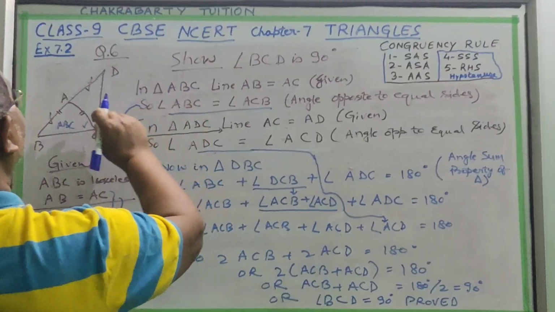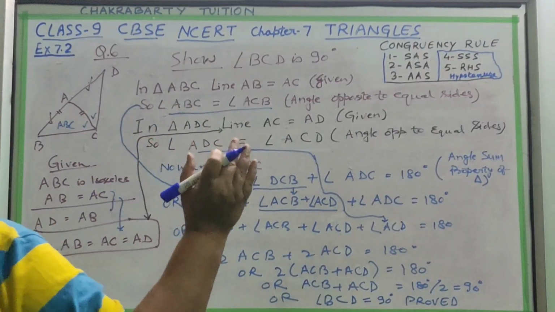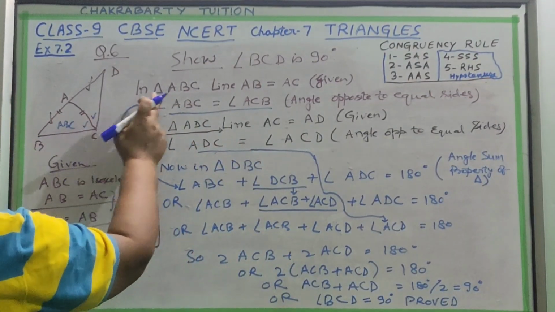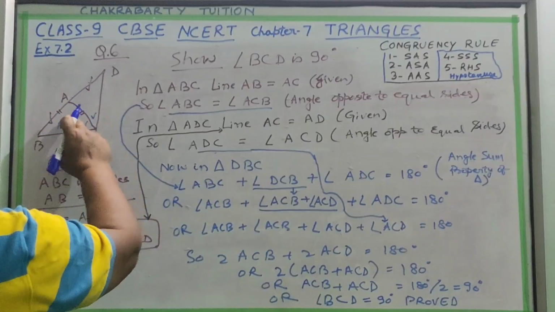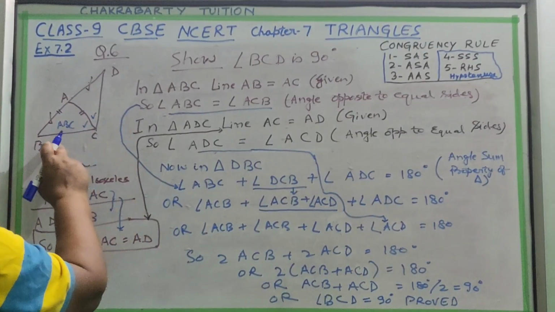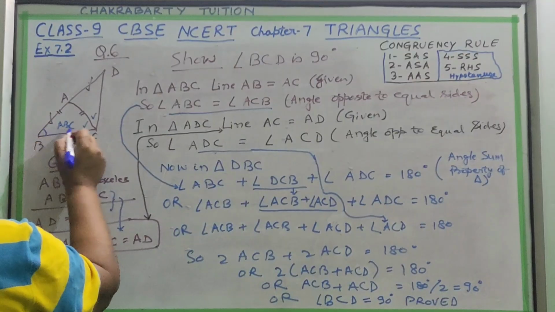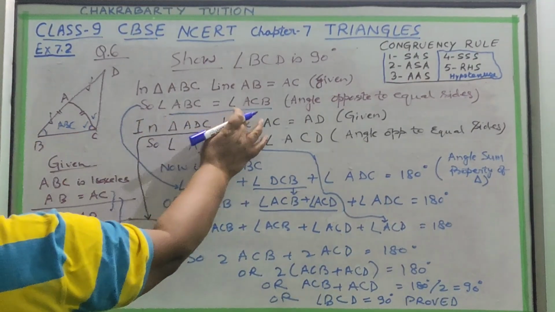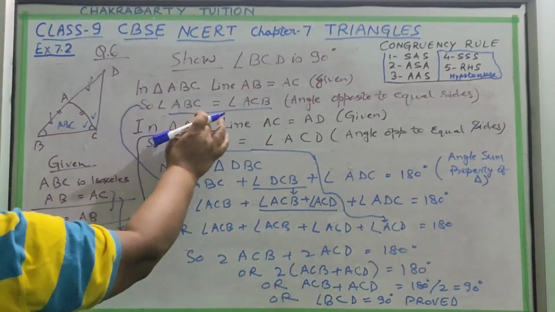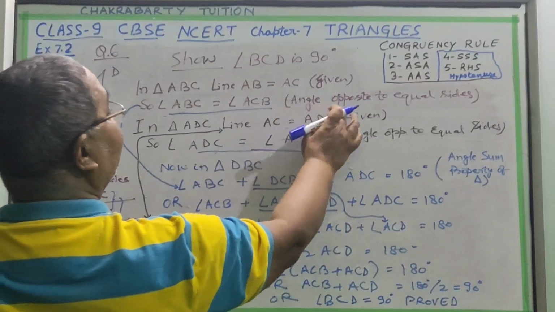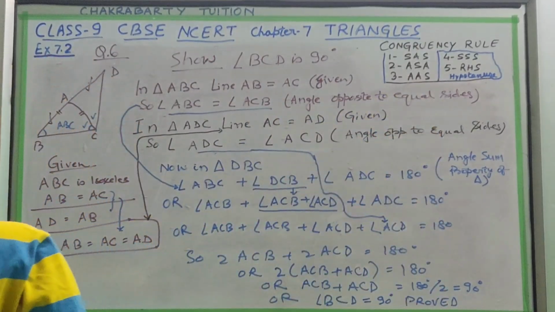Now we will slowly take the triangles one by one. First we are taking triangle ABC. Means this triangle we are taking. So in this triangle, angle B and angle C will be equal, because angles opposite to equal sides are always equal.